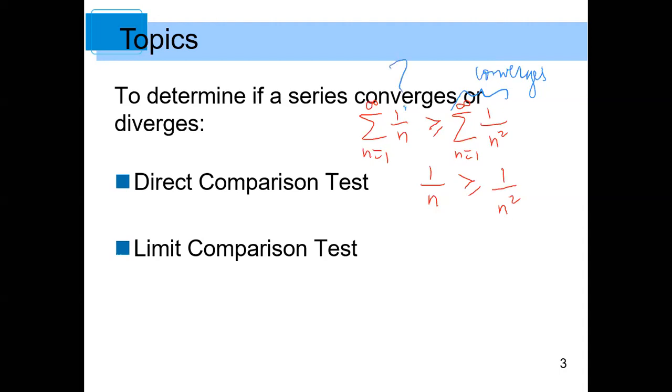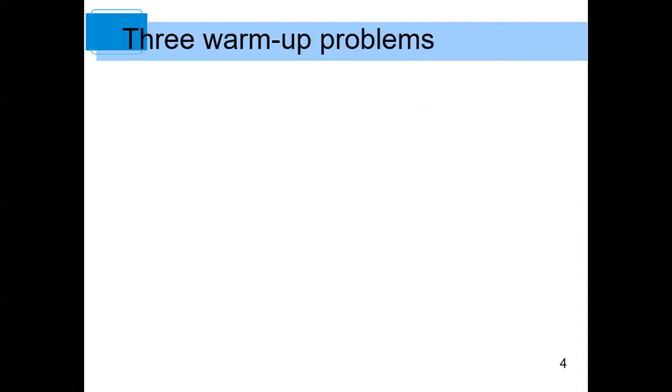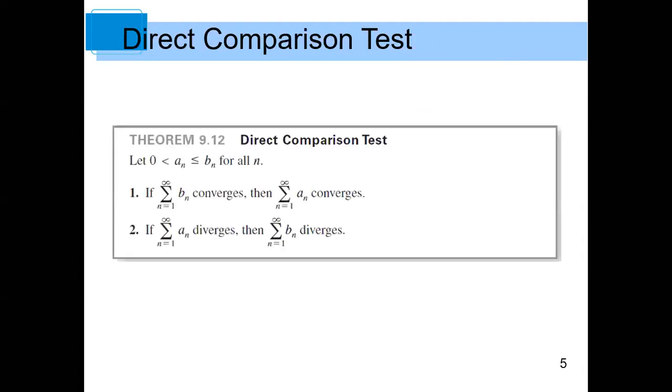So if you are trying to say something about your series, you need to either slip a diverging series below it or a converging series above it. Do you hear what I'm saying here? You slip a diverging series below it or a converging series above it to make your conclusion. So you have to be careful about how you apply the so-called direct comparison test. Okay? So let's see what the direct comparison test says. Three warm-up problems, we actually already did them. But here's what the direct comparison test says.